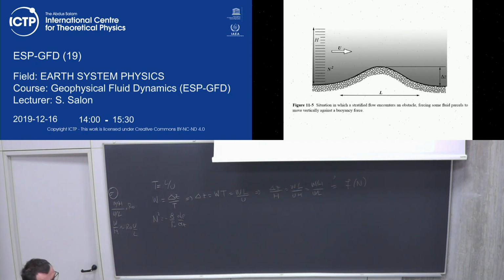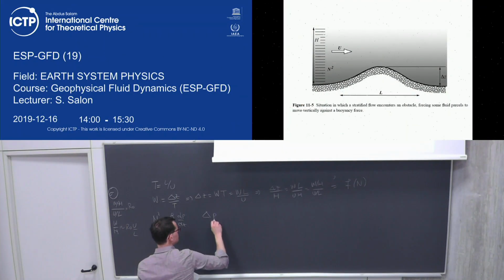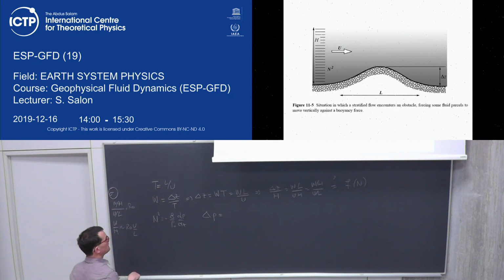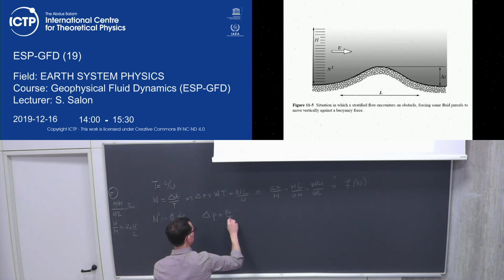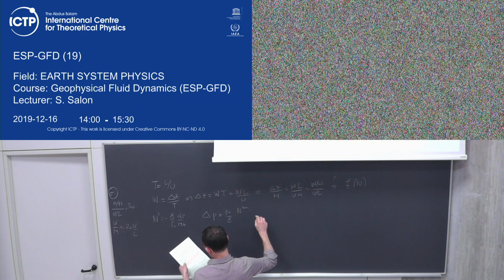Because you might think that if this parcel is moving and the environment is so stratified, it means that it will need a lot of energy to go up and to overcome the obstacle. Okay? So the stronger the stratification, the more difficult it will be, and the more energy the parcel will need to overcome the obstacle. Okay, so delta rho can be found by the expression of Brunt-Väisälä. So it will be rho 0 over g times N squared, and then we have delta z.